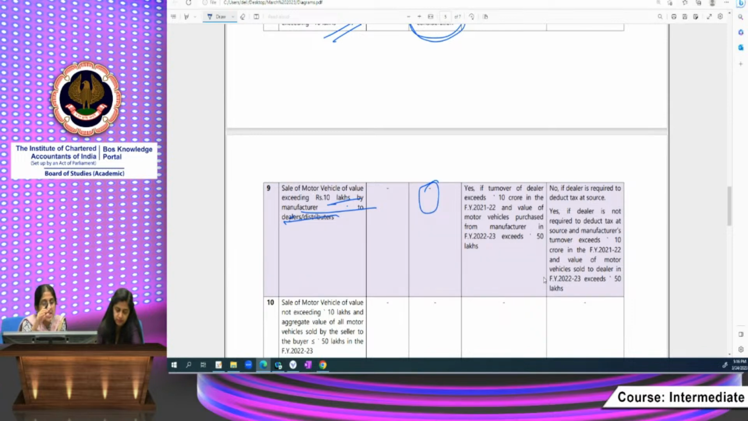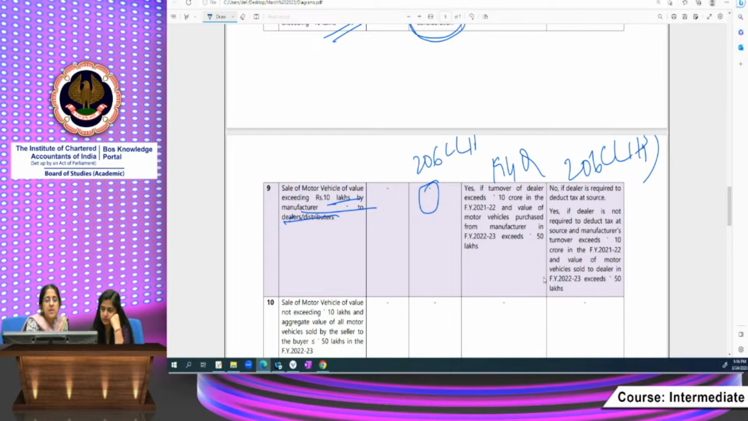If it is a sale of vehicle of value exceeding 10 lakh, but it's by a manufacturer to dealer, distributor, then a clarification had come earlier that 206C1F is not attracted. So if it's not attracted, then what about 194Q and what about 206C1H? This is 194Q. This is 206C1H. Here 206C1F is not attracted. Then why is 194Q attracted?